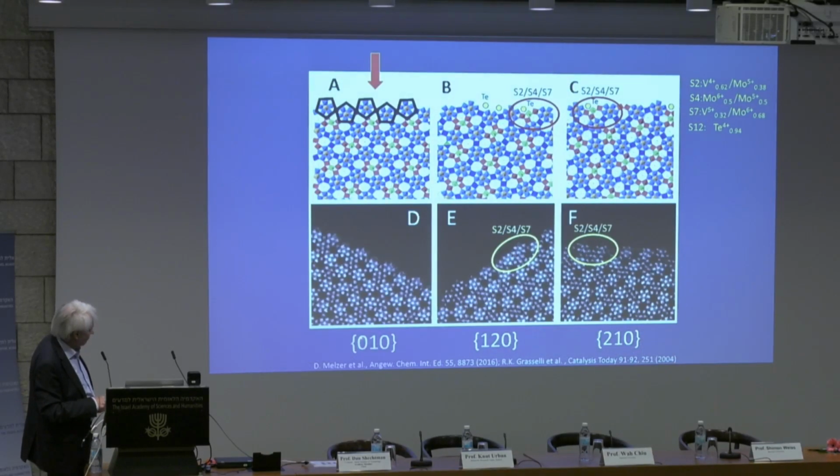We have here the 0, 1, 0 facet, and it turns out that the surface here, atomistically regarded directly in the microscope, is passivated against this catalysis because these five-fold units form a contiguous coverage of this plane. That means this is not very helpful. But the situation is different in these 1, 2, 0 facets. Here we have exposed directly this S2, S4, S7 tellurium arrangement to the outside. That means catalytic reaction is going on in these facets.